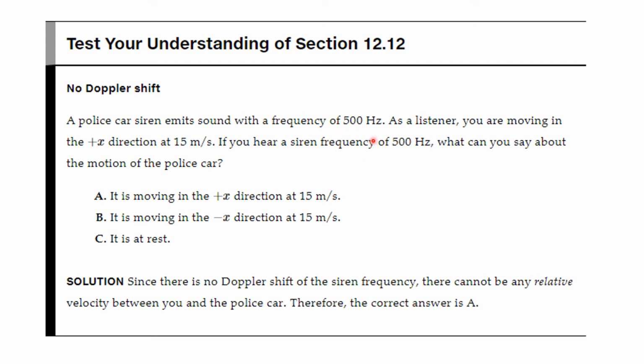But the answer is there was no Doppler shift because you heard the same frequency that was there. And so there is not any relative velocity between you and the police car. So the answer is A, moving in the positive x direction at 15 meters per second. The police car is doing the same thing that you're doing because there was no Doppler shift.